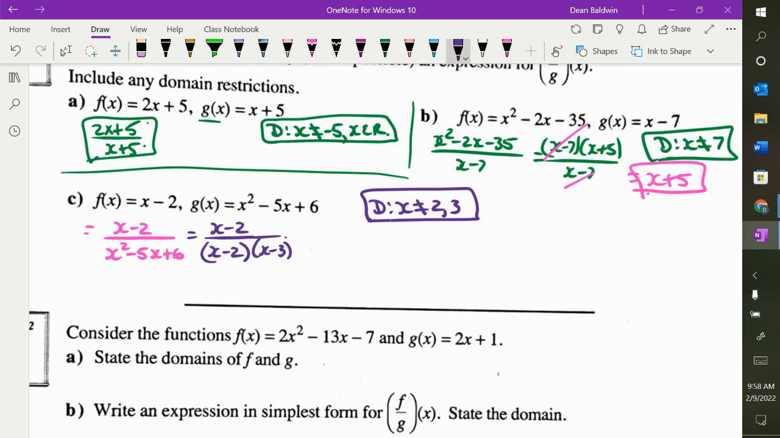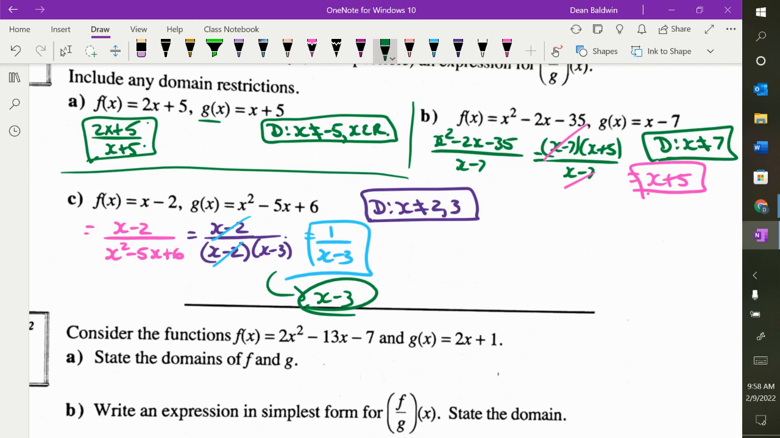What cancels? x minus 2. So, if you cancel everything in the numerator, what is left in the numerator? 1. Okay? The answer here is 1 over x minus 3. Where people will go wrong that I see quite often is they will write, well, everything cancels, so the answer is just x minus 3. It is not.